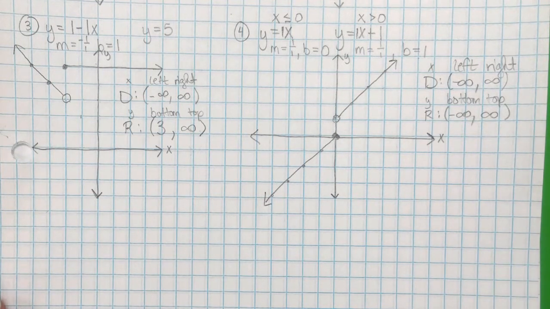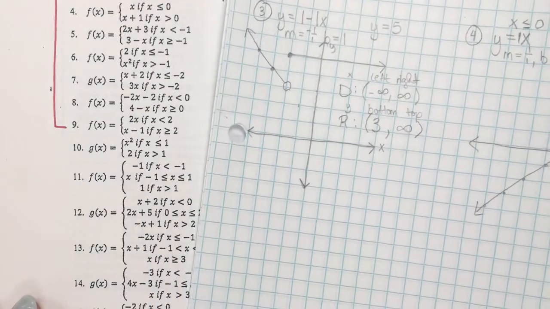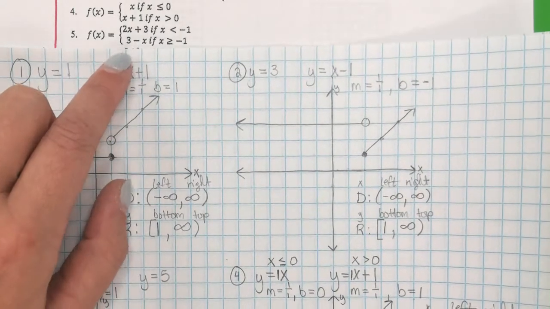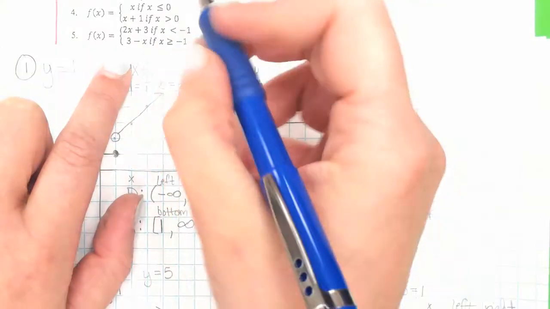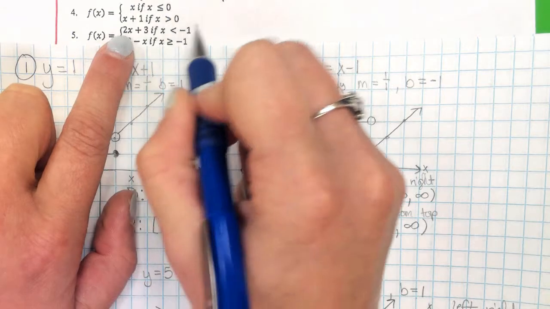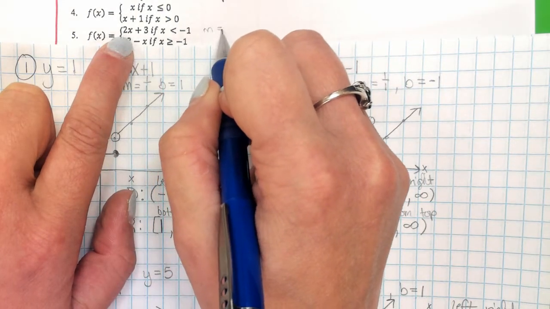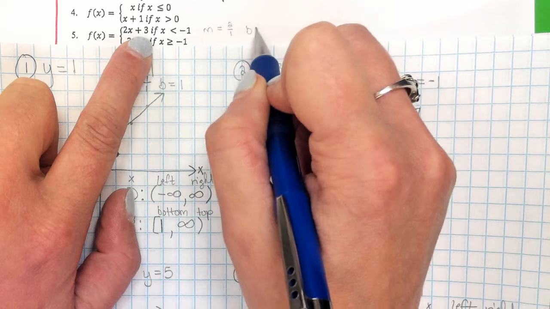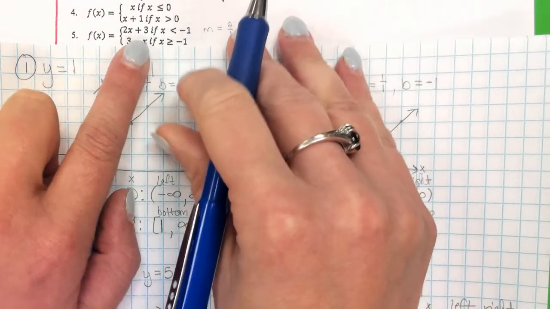All right, just a few more. Let's try number 5. All right, 5, same thing. I want you to try this one on your own, okay? So I'm going to help you out here. Your slope is always in front of x. So slope on the first one is 2 over 1. Your y-intercept on the first one is 3.